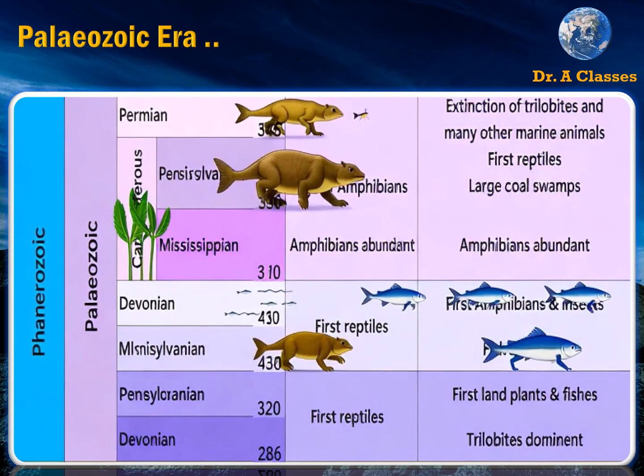During the Carboniferous, divided into Mississippian and Pennsylvanian, amphibians dominate. Vast swamps and forests form coal deposits, and the first reptiles emerge. The era ends with the Permian period, characterized by the decline of many marine animals, including trilobites, and concludes with the largest mass extinction in Earth's history.